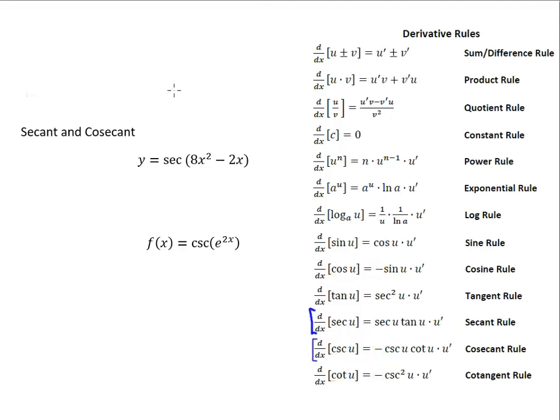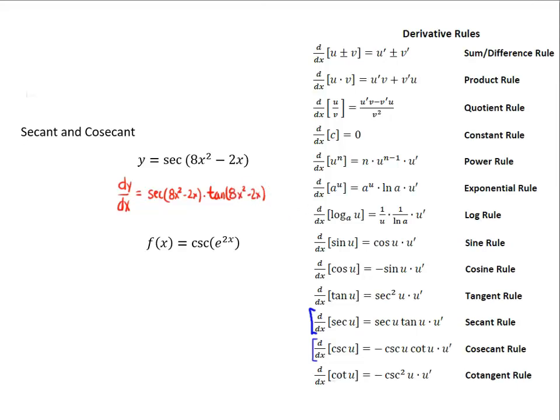All right, so let's take a look at secant. We've got the derivative of y with respect to x. So dy over dx is equal to secant's derivative, which is secant tangent. So secant, leave the argument just the way it is, 8x squared minus 2x, times tangent, argument again. They both have their own argument. The arguments stay the same, 8x squared minus 2x.